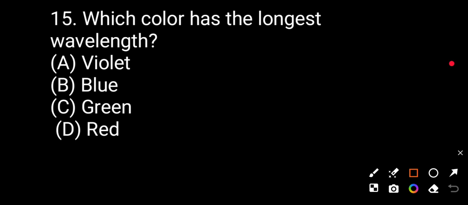Question number 15. Which color has the longest wavelength? Violet, blue, green, red. The correct answer will be red.